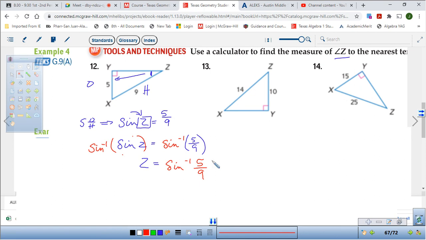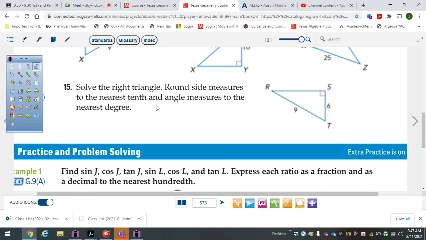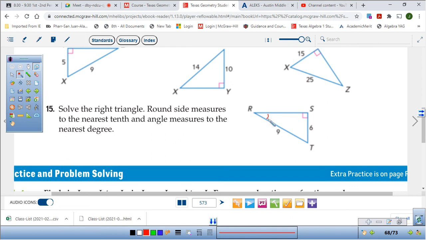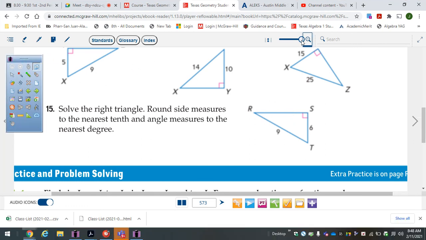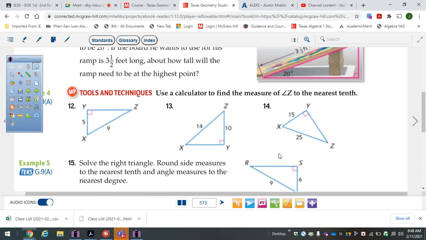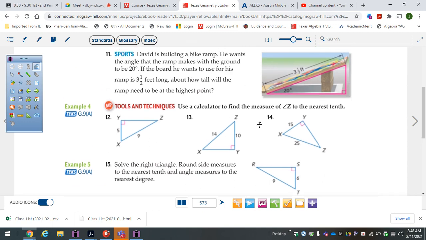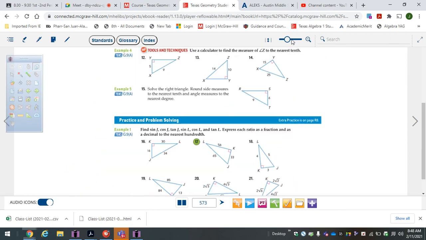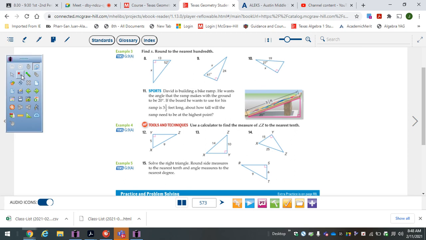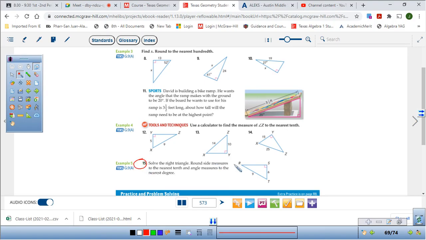Hope that helped you out. Now, one next idea that I didn't cover with you, just to save time. When it says solve the right triangle, when you solve this right triangle, you have to find the angles here. If you're looking for the angles here, let me zoom out. A little more. So on number 15, it says solve the right triangle.